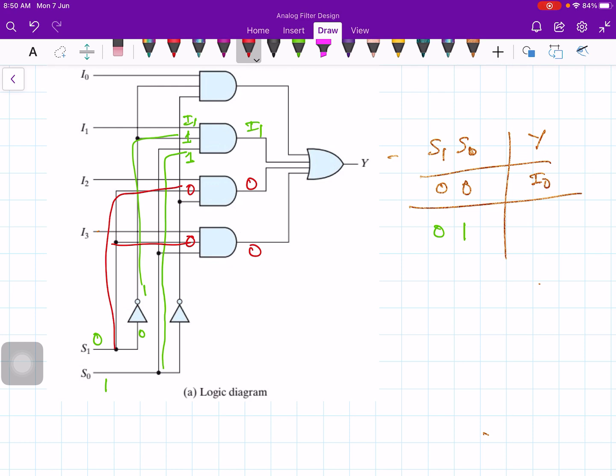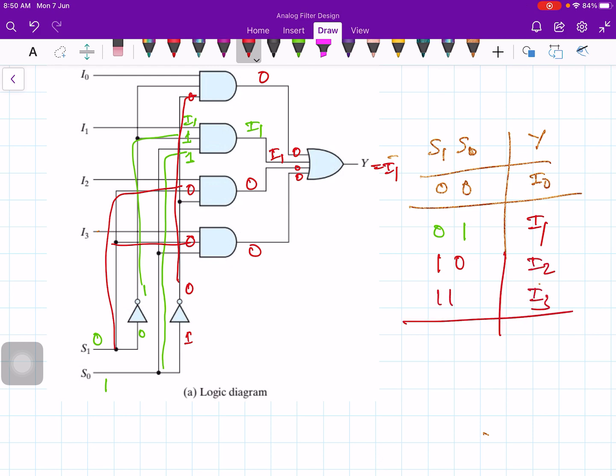And this 1 comes here and this is 0, so it comes all the way to 0, therefore output is 0. So only one input is active, that is I1, the rest of the three inputs are 0, therefore output is I1. Similarly, you can work out the rest of the two combinations. If I give 1 0, then I2 will be selected, 1 1, I3 will be selected. That's it. That's how the multiplexer works.